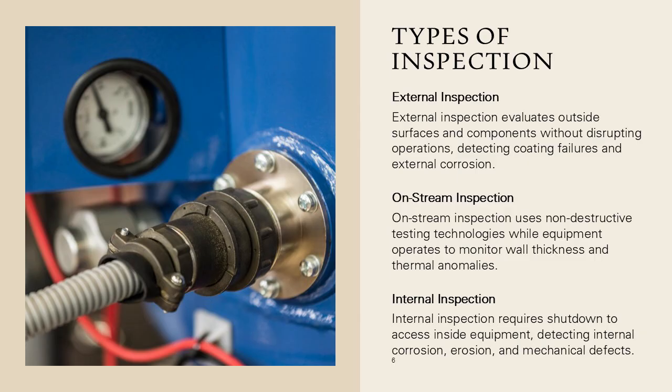These categories are not interchangeable but complementary, each addressing different inspection challenges and degradation types. For example, external checks excel at spotting coating failures, external corrosion, and leaks, while on-stream inspection captures wall thickness trends and thermal anomalies, and internal inspection exposes internal corrosion, erosion, and mechanical defects that cannot be detected externally. The content further elaborates that optimal plant reliability depends on correctly selecting and sequencing these inspection types in alignment with risk, operational constraints, and equipment criticality.